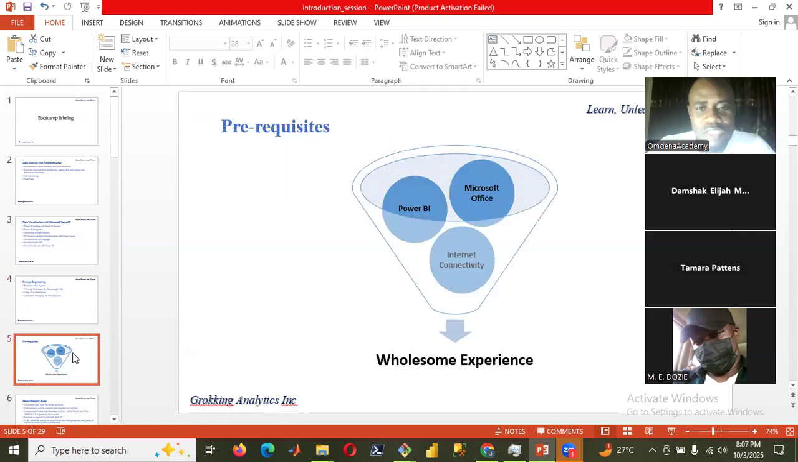The other one is the prerequisite to this. I will share a document with you for you to install Power BI on your laptop, for those with laptops. And then by default, I expect you to have Microsoft Office, right? And of course, good internet connectivity.